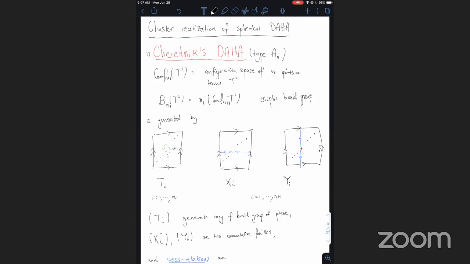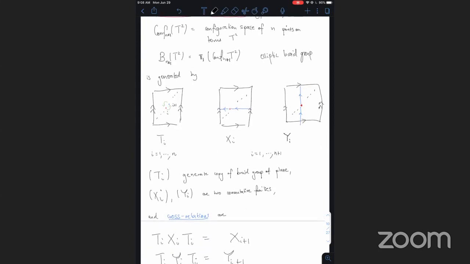So what do these x_i's and y_i's do? Well, the generator x_i picks the ith one of these points on the torus and makes it take a little trip around, say, the horizontal cycle of the torus. And similarly, we have a generator y_i, which makes the ith point take a trip around the vertical cycle. Together, these generators generate this elliptic braid group.